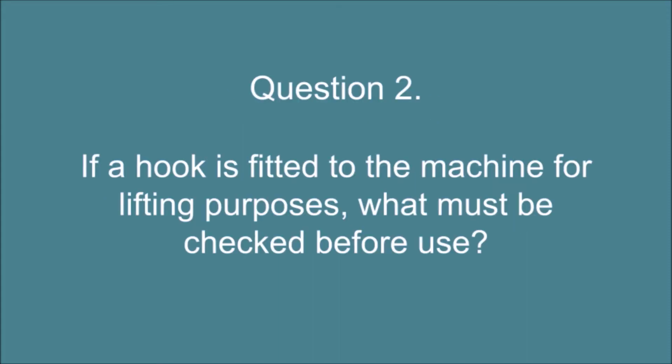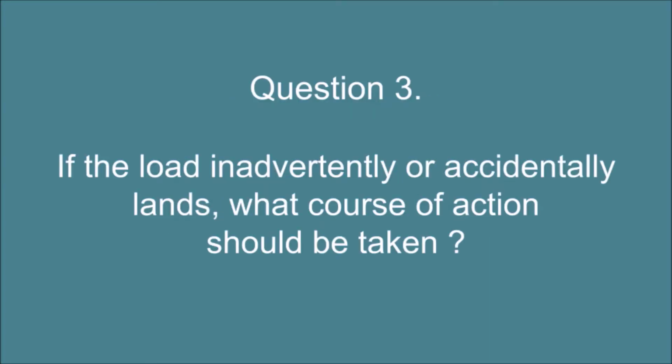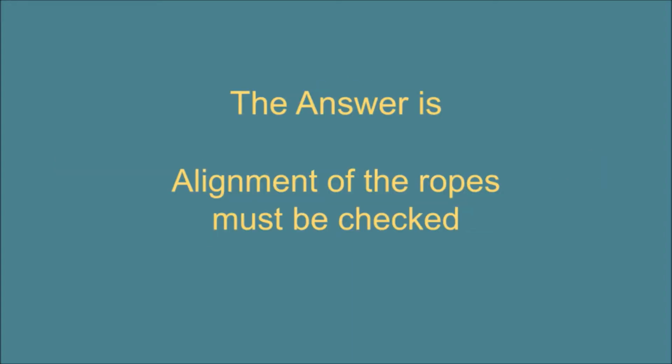Question 2. If a hook is fitted to the machine for lifting purposes, what must be checked before use? The answer is if the hook SWL capacity is correct for that particular lift. Question 3. If the load inadvertently or accidentally lands, what course of action should be taken? The answer is alignment of the ropes must be checked.